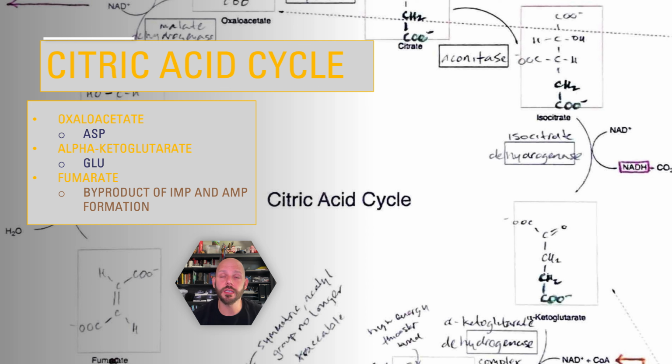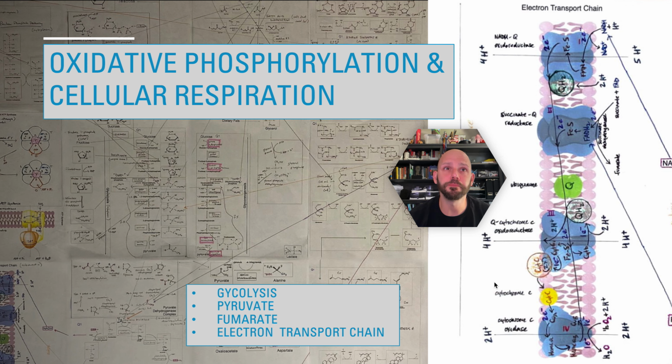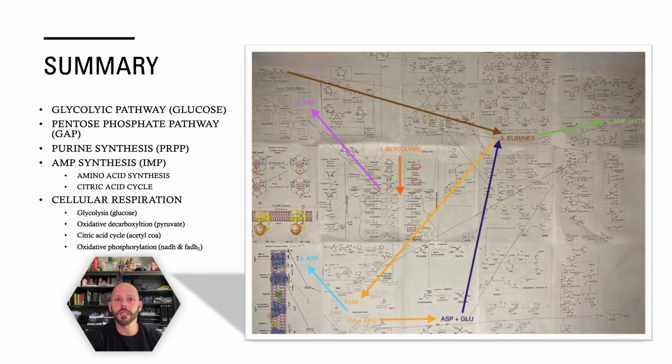Now let's go back to the citric acid cycle and look at what we used there: oxaloacetate and alpha-ketoglutarate to generate the amino acids we mentioned before, and then fumarate comes back. And then finally, if we want to look at how we regenerate ATP, we can go all the way down the cellular respiration path, which is glycolysis to oxidative decarboxylation of pyruvate, which would be converted to acetyl-CoA, put in the citric acid cycle, which would generate the NADH and FADH2 we would need to drive the electron transport chain.